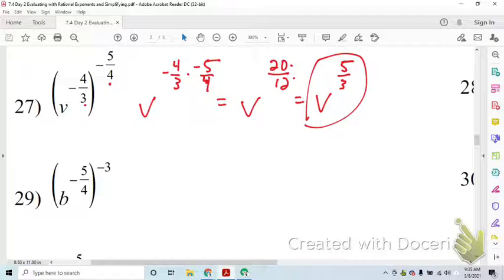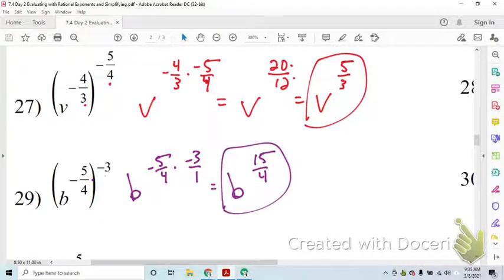And there's that. Now, the next one, it's -5/4 times -3. So it's b this time. I have -5/4 times -3/1. So it's going to be positive, which is great. It's kind of what we need. We get 15/4. And now that one's done.